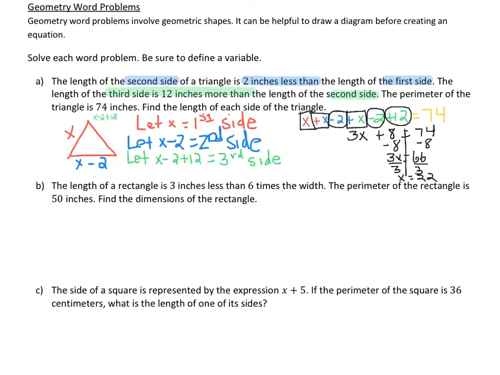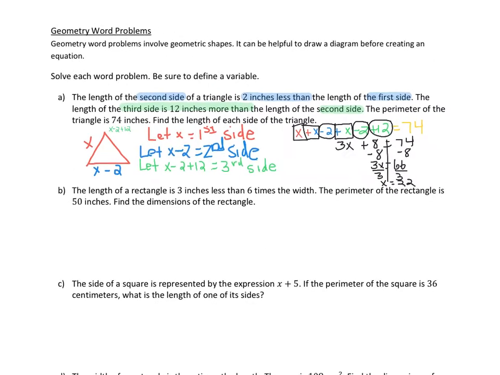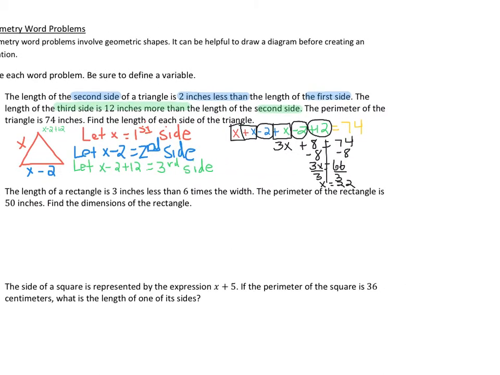Well, I know the first side is 22 inches. Let's go ahead and write that over here. So I know the first side is 22 inches. The second side is 22 inches minus 2. So I know that's 20 inches. And the third side is 12 more than the second side. So I know 12 more than 20 is 32 inches.